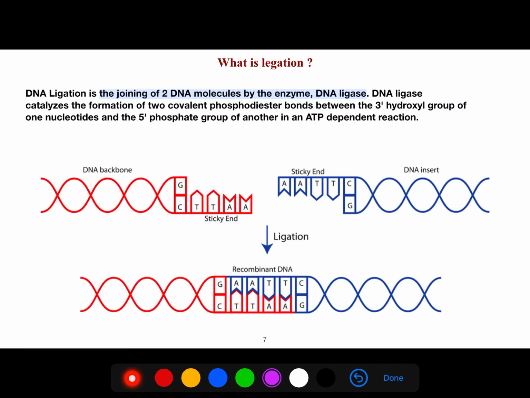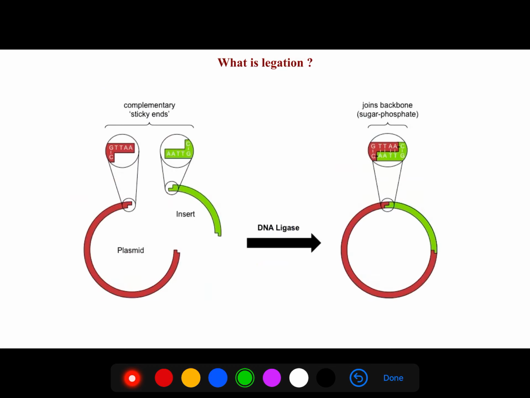So what is ligation? I will explain this ligation, but DNA ligation is joining two DNA molecules. For example, you see A is matched with T, and so it becomes this. A is matched with T, and so it becomes this. But I will explain it in future. Or we can represent it like this one. Your DNA could be like this. And so these are complementary sticky ends.